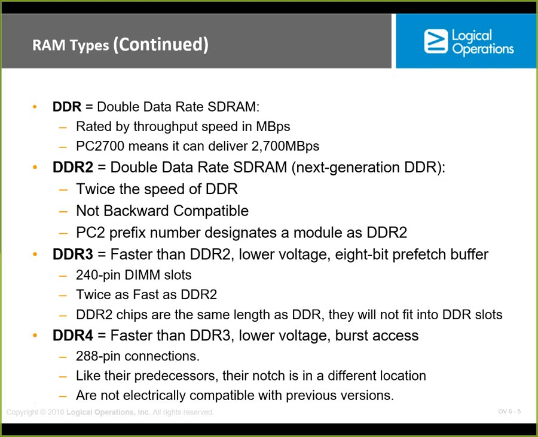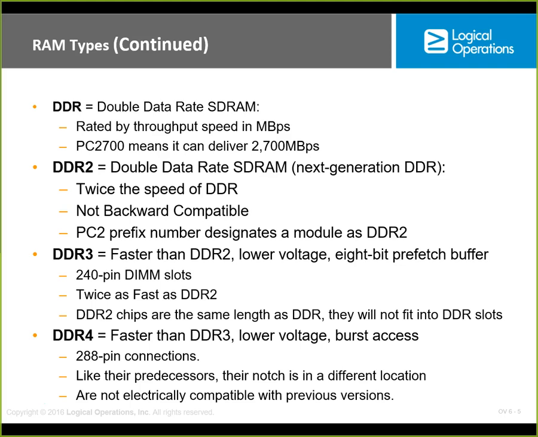DDR2, twice the speed of DDR, not backward compatible, and that's going to be a theme for each of these. I've got some pictures here in a couple of minutes, about 4 slides down, of what the physical differences are in these different types of RAM, so that you can't put the wrong type of RAM into a RAM slot. RAM, random access memory. DDR2 twice as fast as SDRAM.